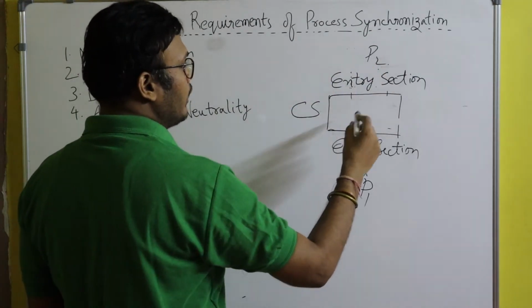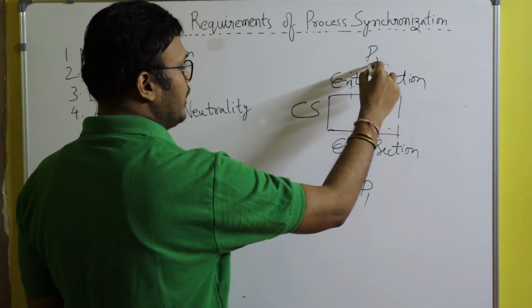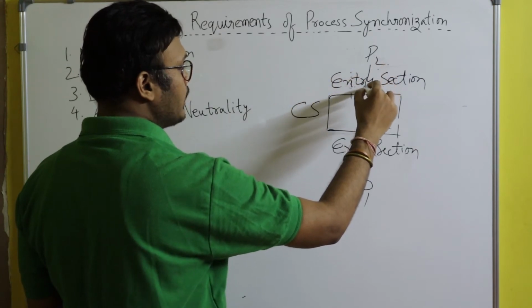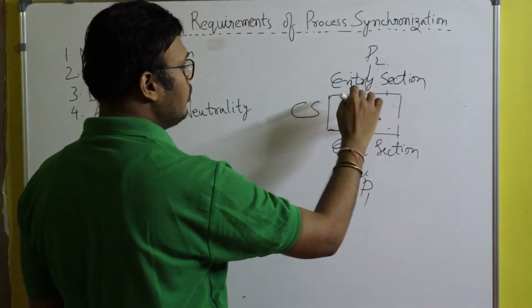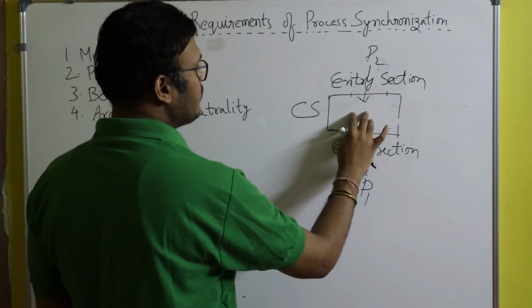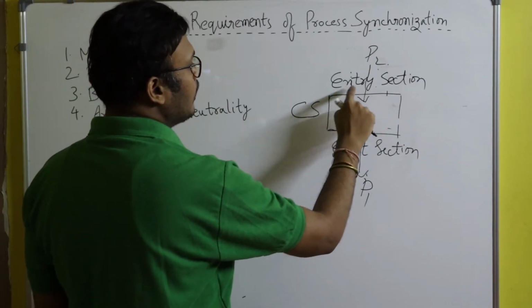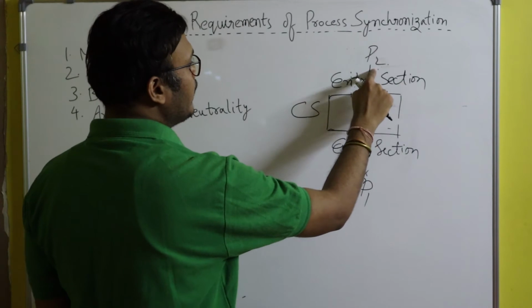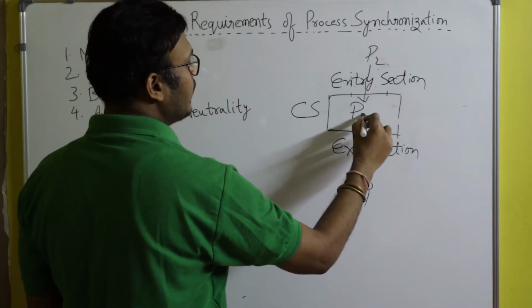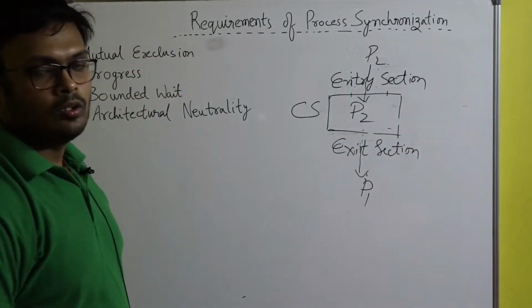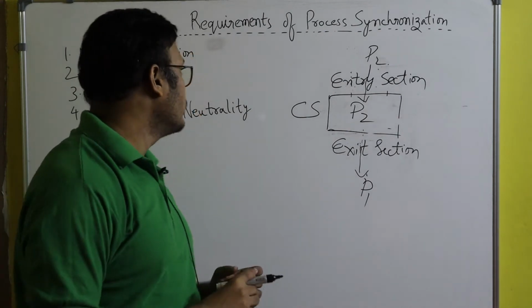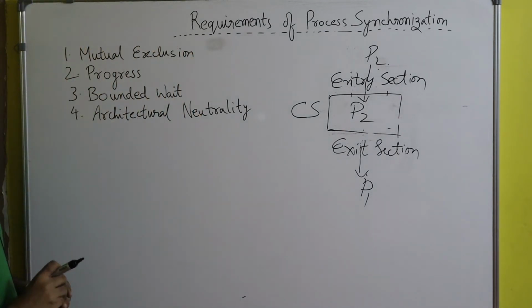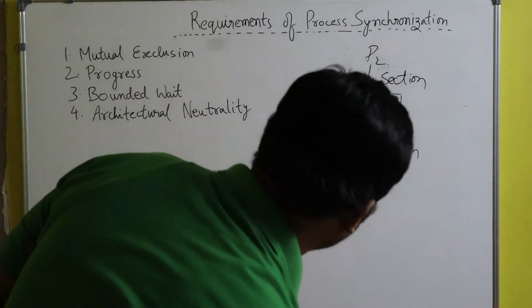Now P2 wants to enter. So P2 goes through this entry section, and as I told you, since the critical section is vacant, the code of the entry section will let the process P2 enter inside it. So this is all about mutual exclusion. And the next point is progress. It's also very important. You see what progress is.